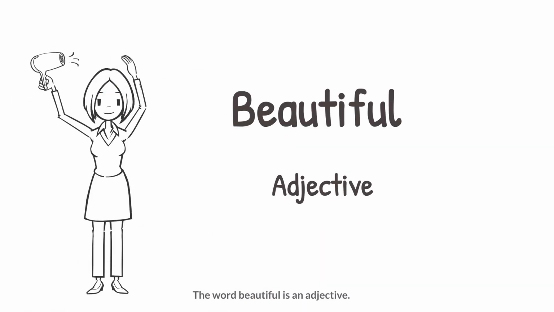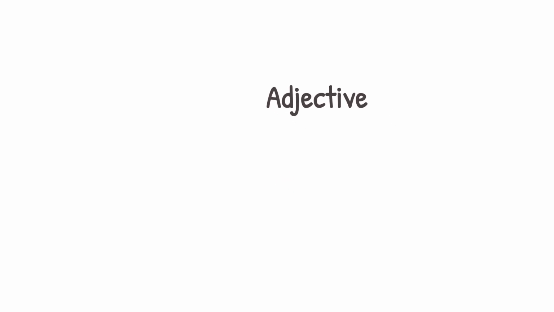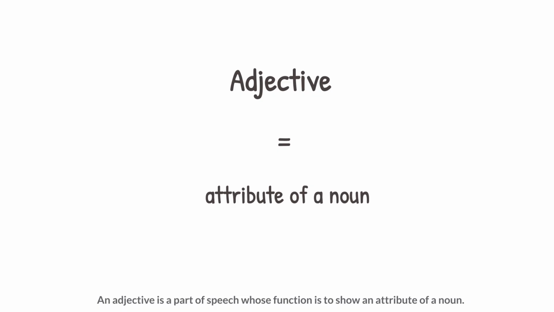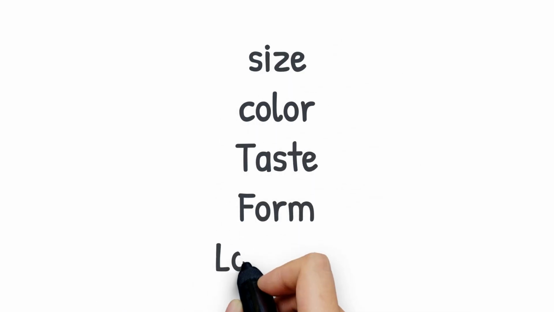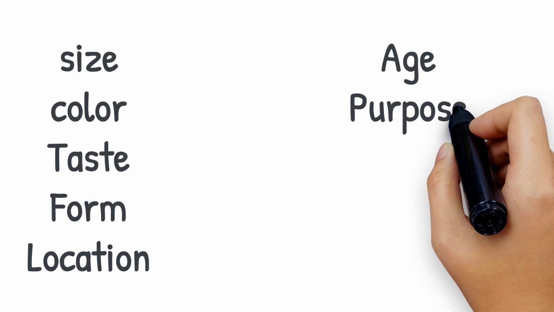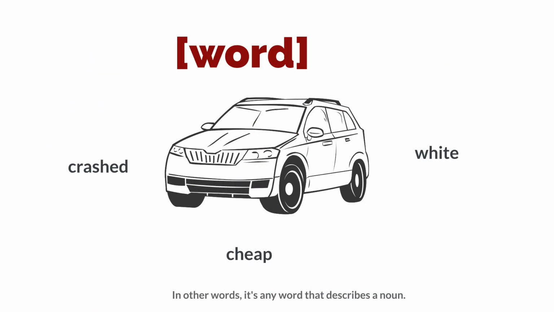The word beautiful is an adjective. An adjective is a part of speech whose function is to show an attribute of a noun. By attribute of a noun, I mean its size, color, taste, form, location, age, purpose, origin, and so on. In other words, it's any word that describes a noun.